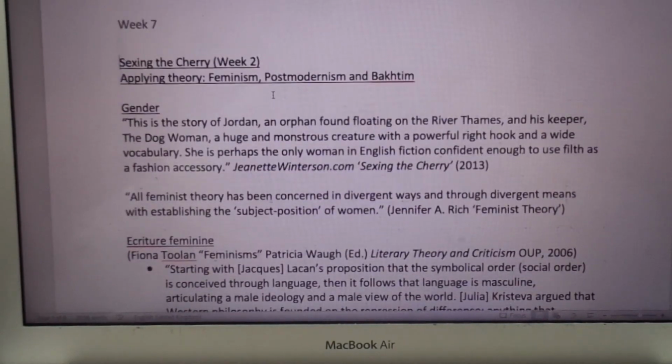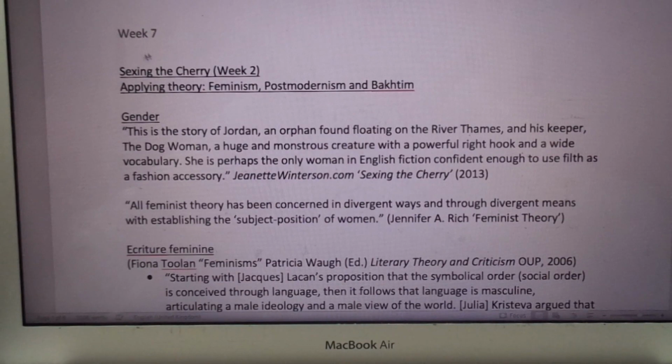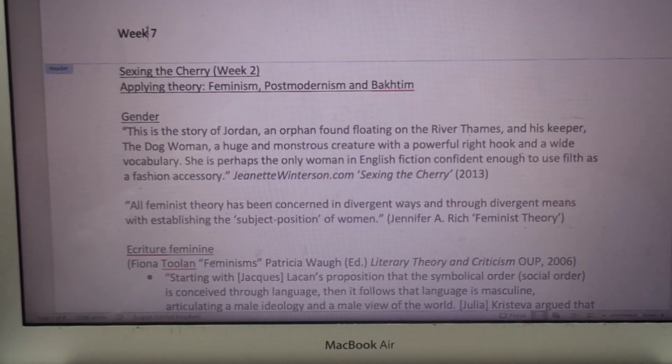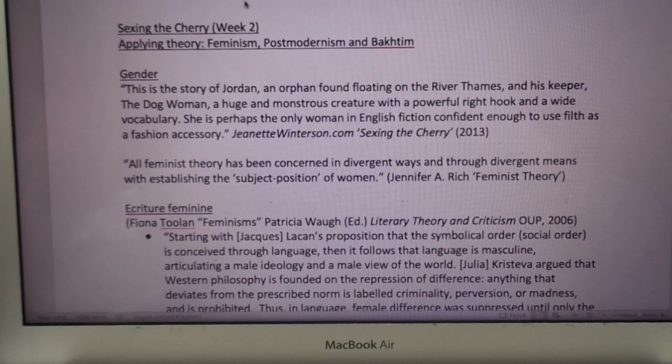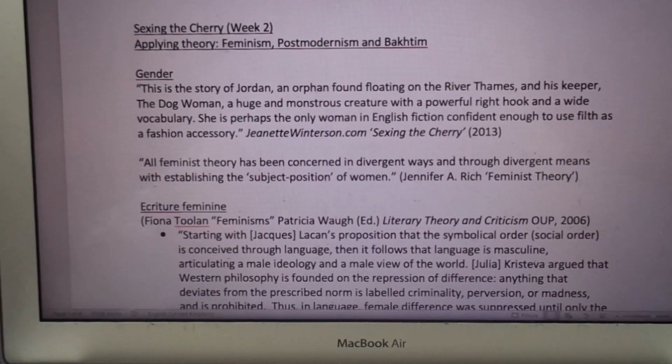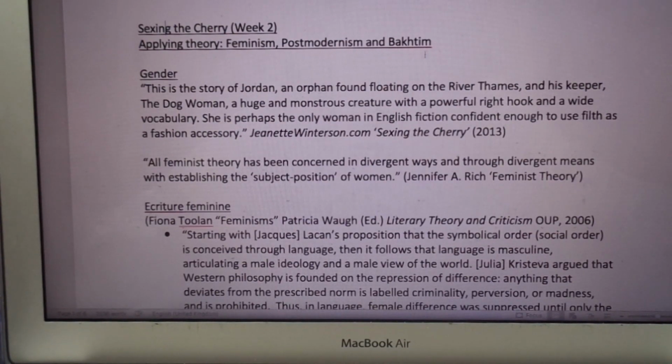Okay, so as you can see in the top here, I have... Oh, yes, no, sorry, let's start again. So in the top corner here, in the header, so if I just double click this, it will open the header. I have the week, and this happened to be week 7 of the university term. And then I have the title, which is Sex in the Cherry week 2, because this was the week we were studying it again. And then this is basically just applying theory, feminism, postmodernism, and this person's name I can't pronounce.